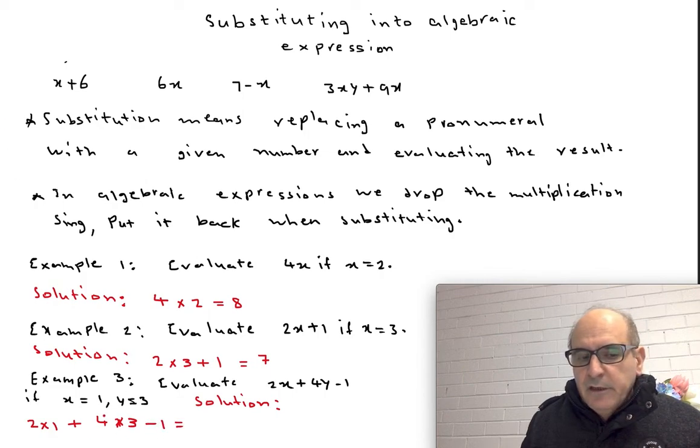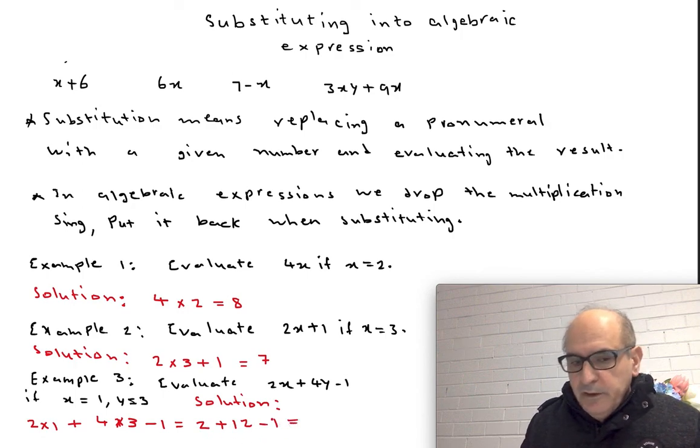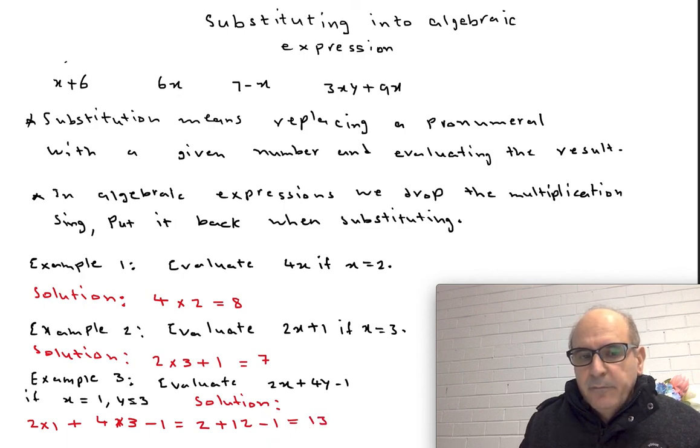Okay, now using again the order of operations. 2 times 1 is 2. Then plus 4 times 3 is 12, then minus 1. This minus 1 which we had here, there is no pronumeral next to that, we just wrote it the way it was, minus 1. So 2 plus 12 is 14, minus 1 is 13. That is my answer. That is how you do substitution. Thank you for your attention.